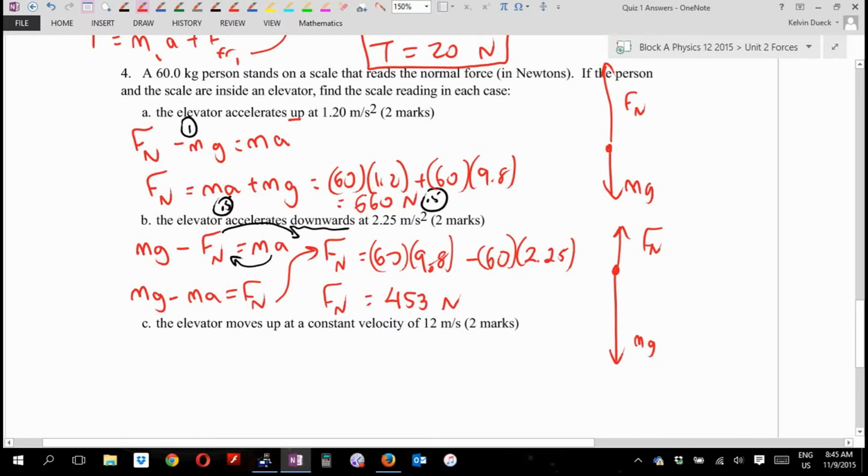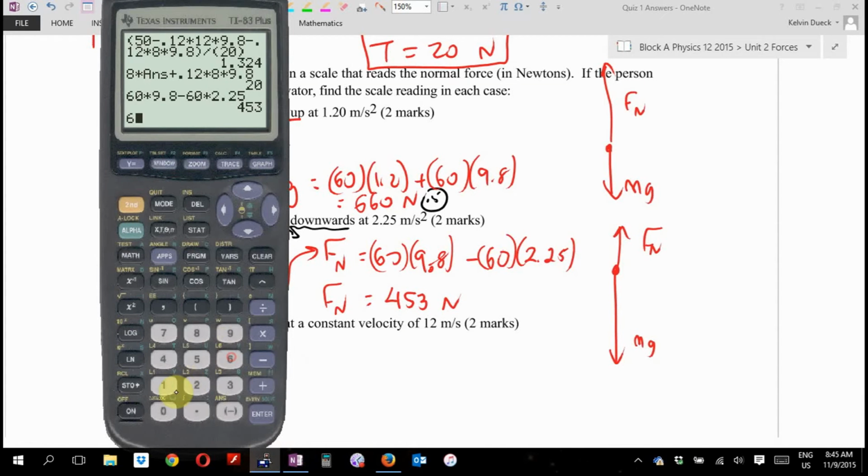In other words, in part A, because normally the normal force in both of these would be 60 times 9.8, 588 newtons. In part A, they feel heavier. In part B, they feel lighter. Hopefully you've noticed that on an express elevator especially.